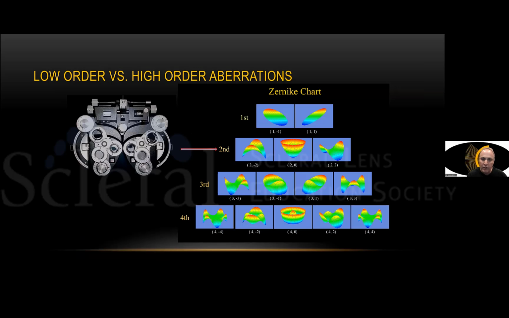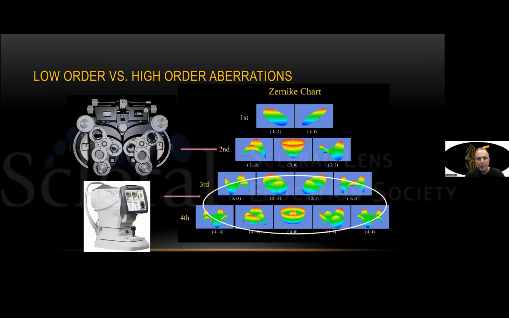But the high order aberrations we learned about when we were all in school learning about optics. Once we graduated and completed our boards, the truth is we knew about them, but we really never addressed them until recently. The reason is that we didn't have the technology until recently to actually measure these things in practice. But now there are numerous clinically applicable aberrometers that we can use on a daily basis.